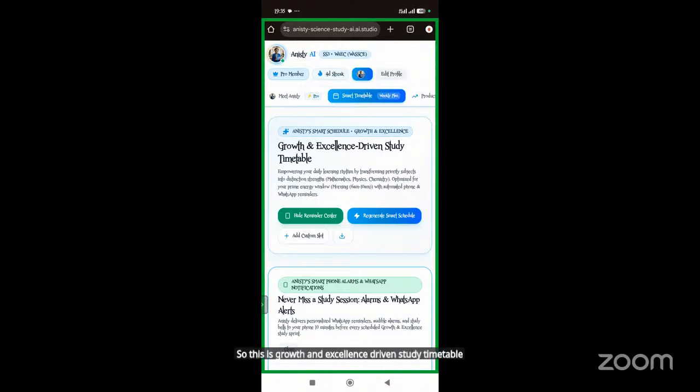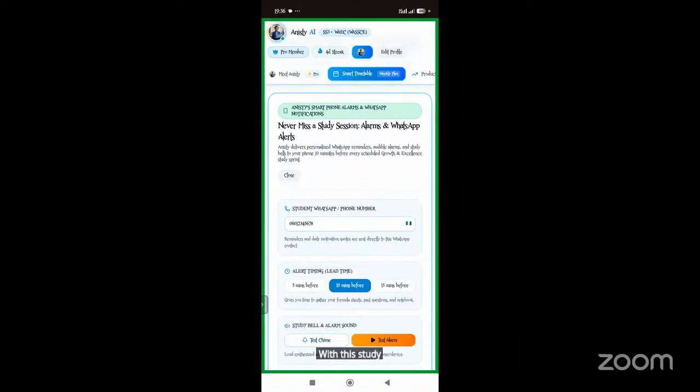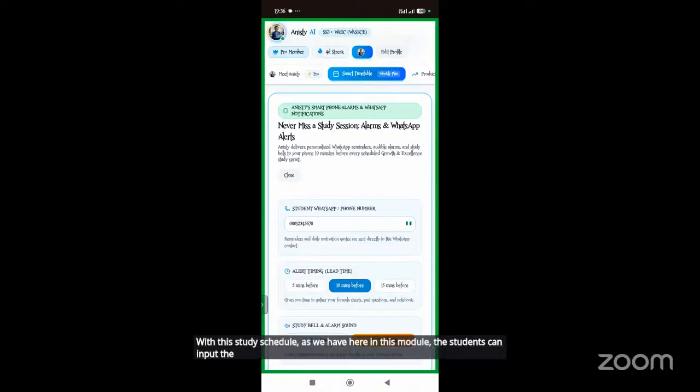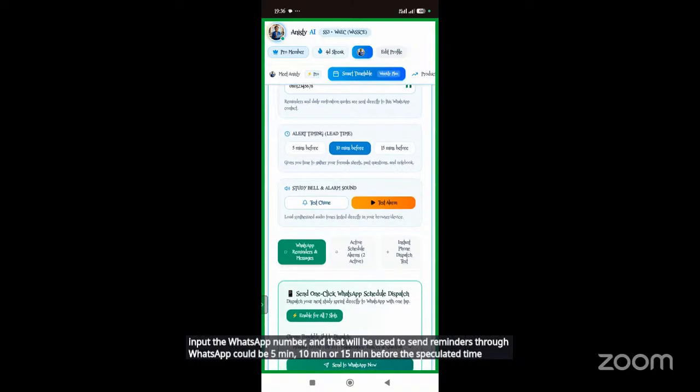In addition to this timetable, we have a reminder functionality that will send reminders such as WhatsApp messages and audio alarms to the students, so that the student is able to keep up with the study schedule. In this module, the students can input the WhatsApp number, and that will be used to send reminders through WhatsApp, which could be 5 minutes, 10 minutes, or 15 minutes before the scheduled time. And also there can be an alarm.